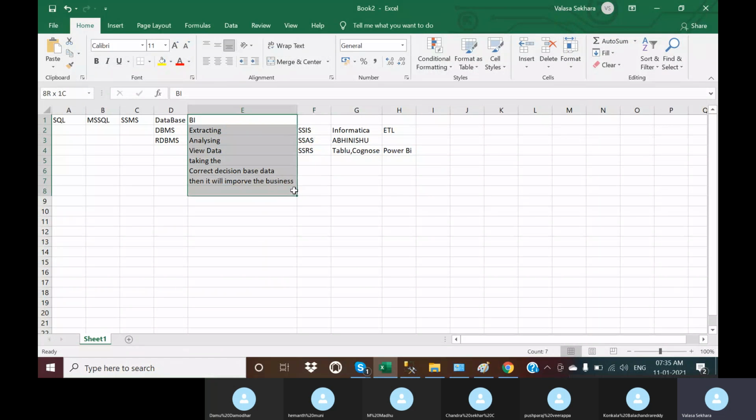Now what is the BI? So these are nothing but MSBI tools. Now what is the BI? BI is nothing but based on the intelligence we can improve the business. The BI can tell that extracting of the data from the various sources, then analyze the data, then view the data to take the correct decision based on the input data. Then it will improve the business, is known as a BI. So this BI we can perform with the help of the Microsoft Business Intelligence tools. We can implement the BI with the help of Microsoft Business Intelligence.